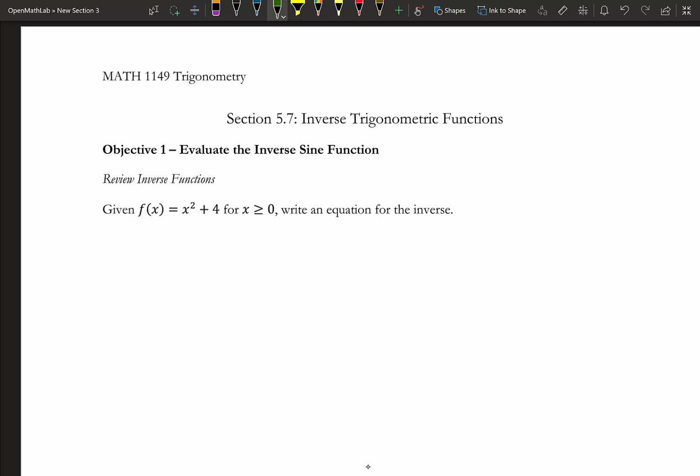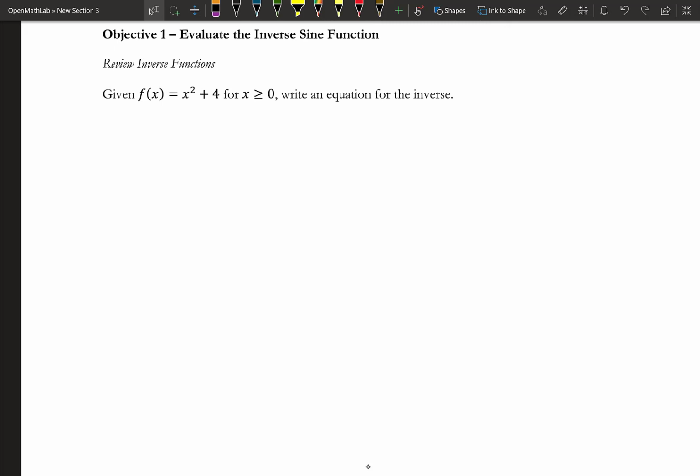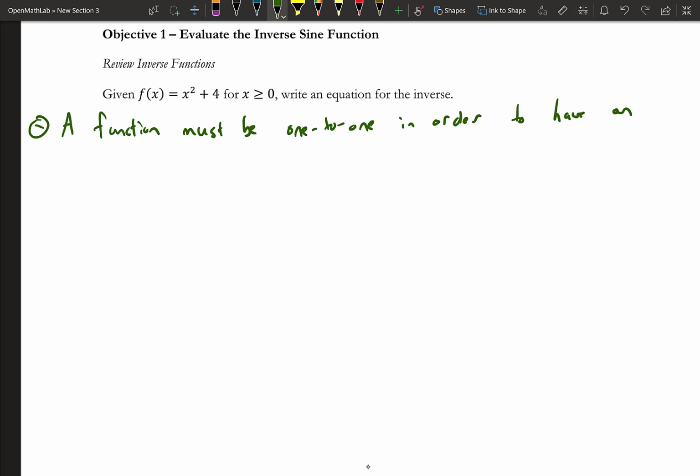So what I have to help us review is looking at an example. Let's say we're given f of x equals x squared plus 4 for x greater than or equal to 0, and we want to write an equation for the inverse, right? So I want to make some notes here. Just to refresh from college algebra, a function must be one-to-one in order to have an inverse function.